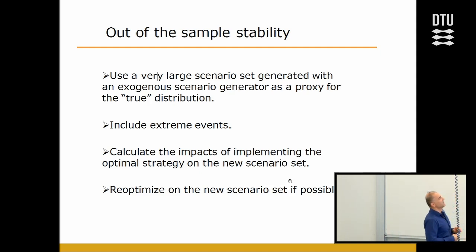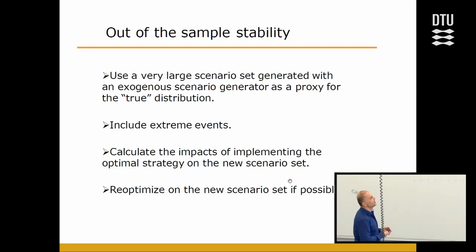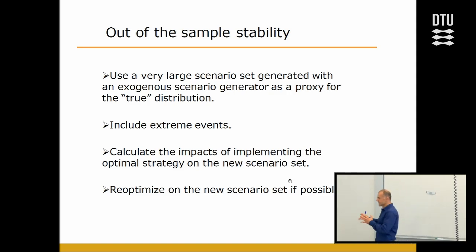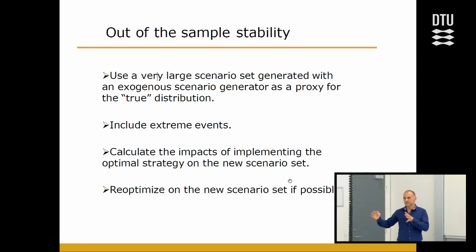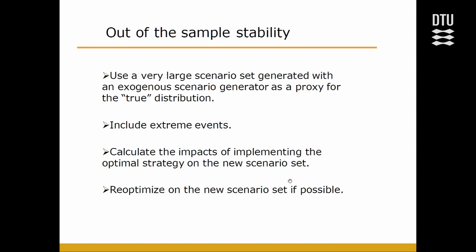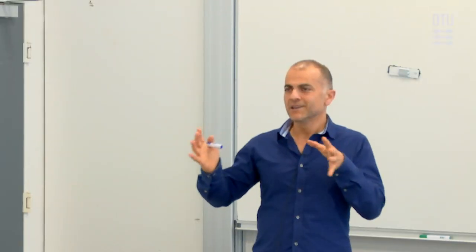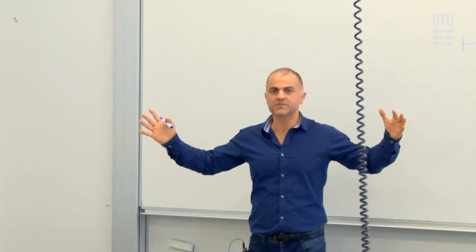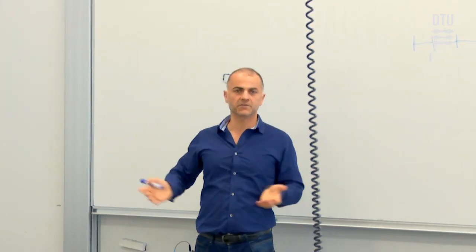One way is by using a very large scenario set generated with an exogenous scenario generator as a proxy for the true distribution. So what does that mean? In many cases, it's a good idea to have more than one scenario generator. You have one scenario generator that you use for doing your optimization. You might then use another scenario generator, which is somewhat similar, but with a different methodology and different factors. You use that to test.